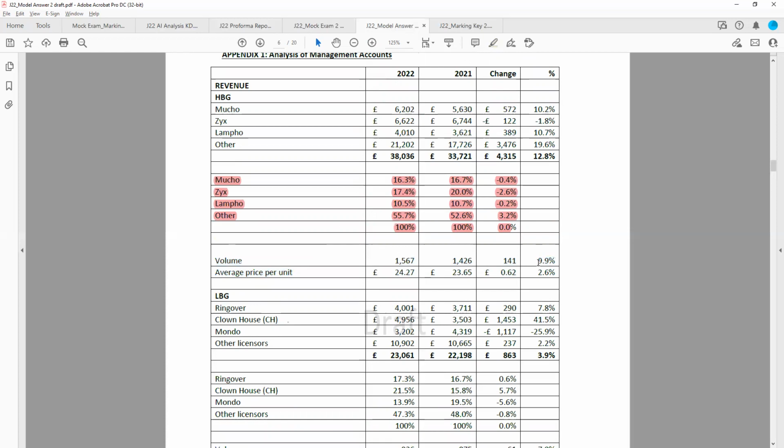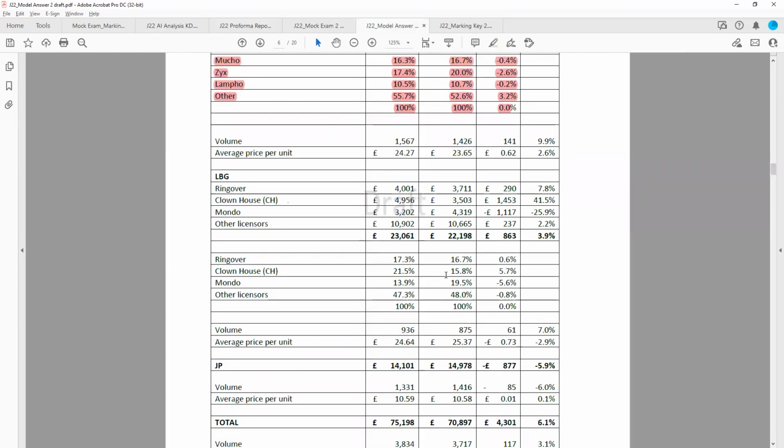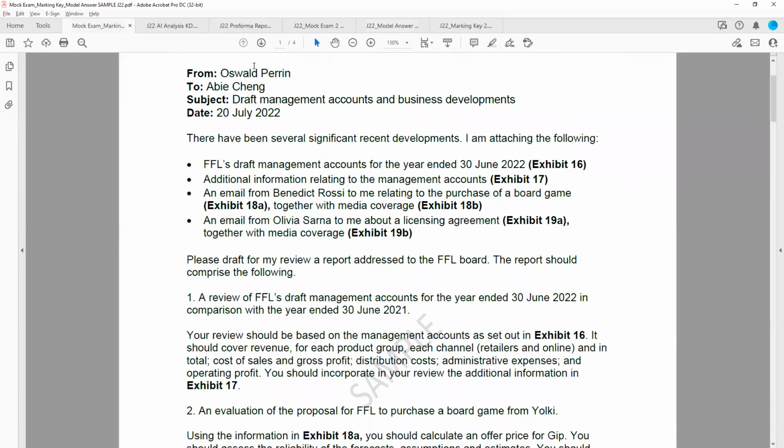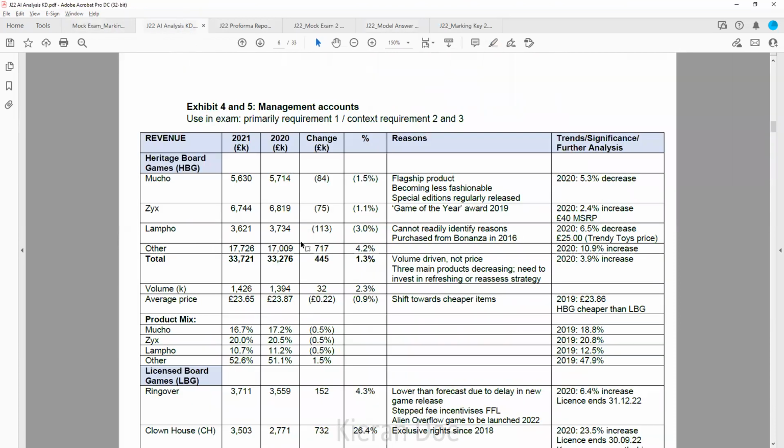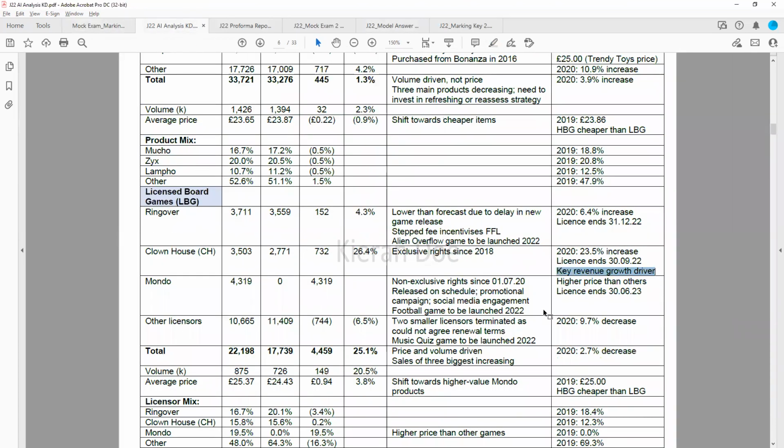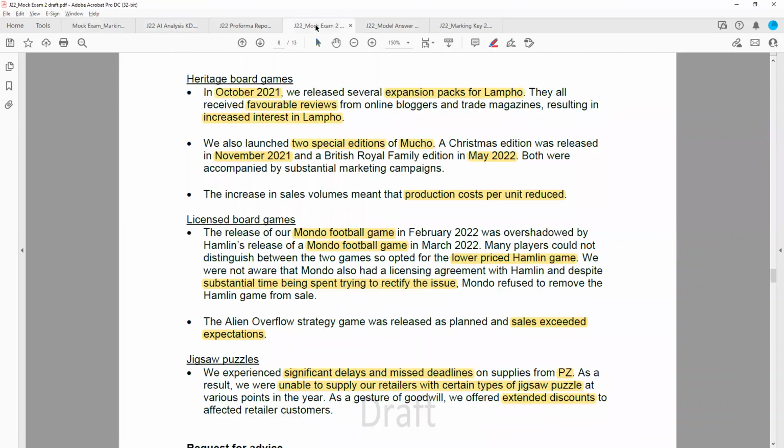So you can see volume's gone up quite a lot here. Price has gone up slightly. And then we've got LBGs. When we go through those numbers, as you can see, Mondo's gone down significantly. We're definitely going to talk about that. Clown House has gone up really significantly. We weren't told much about that, but that has done well in recent periods. That's a key driver of revenue growth. So I wouldn't say it's that surprising, but that really is quite a significant movement.